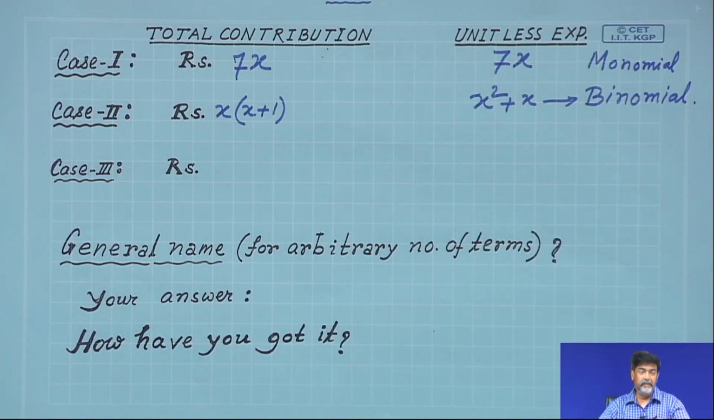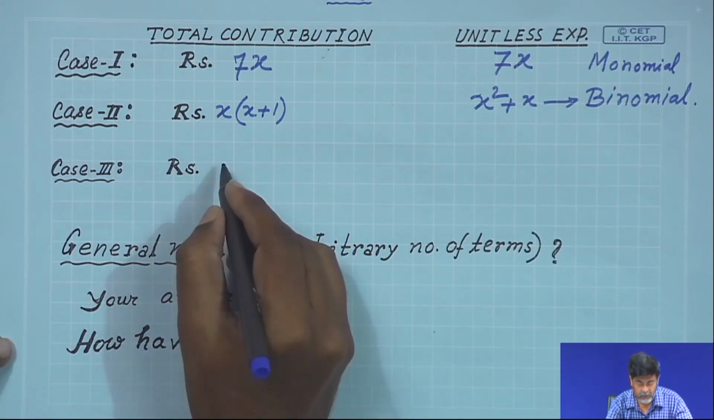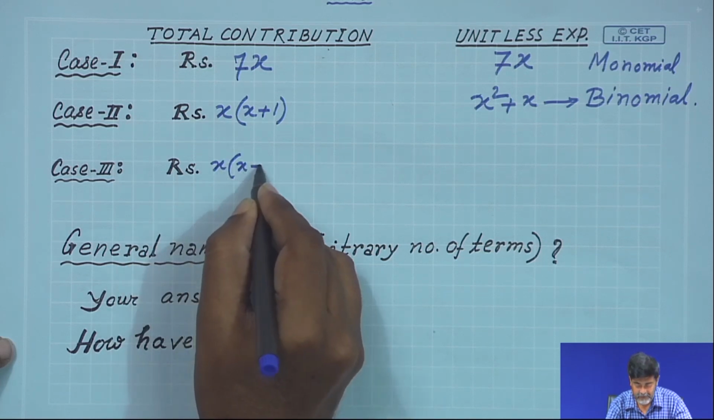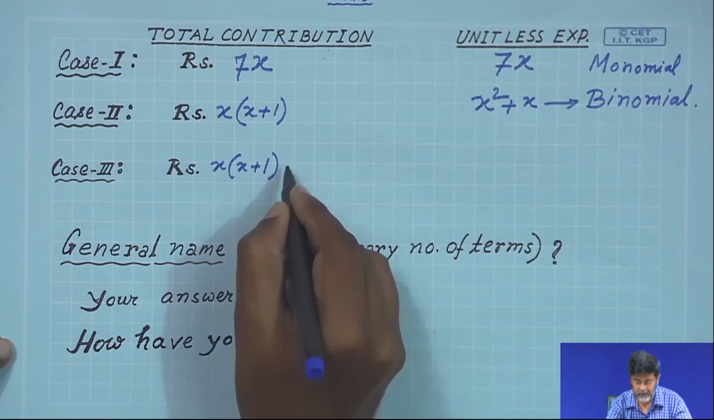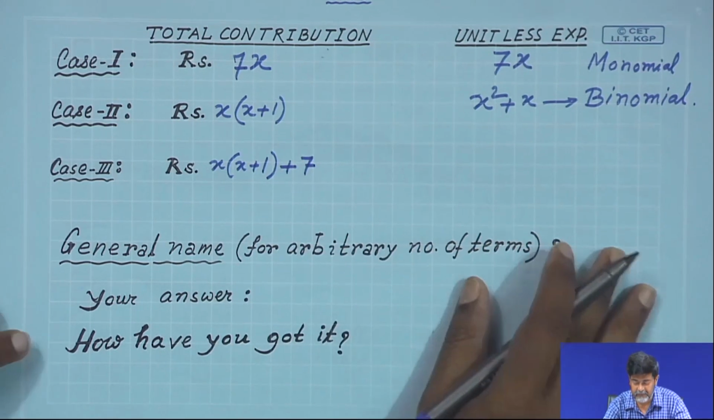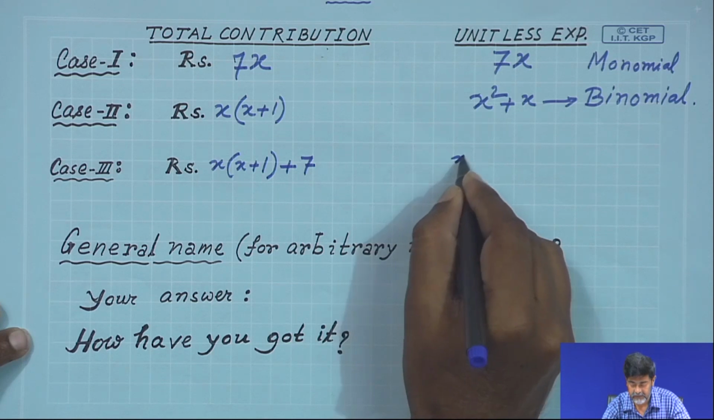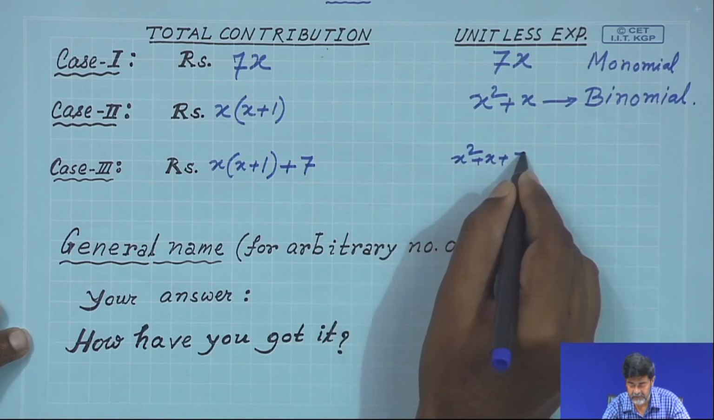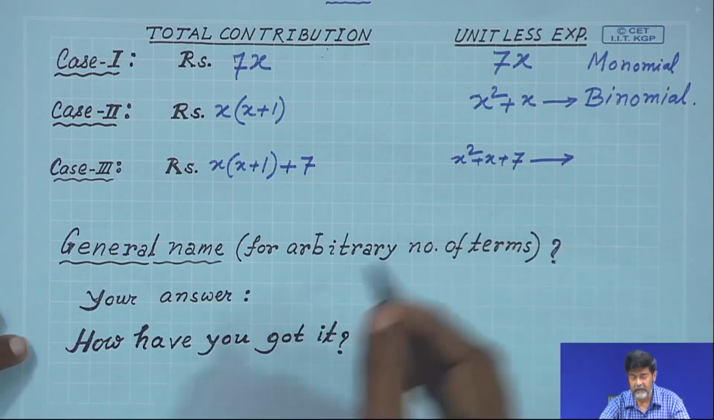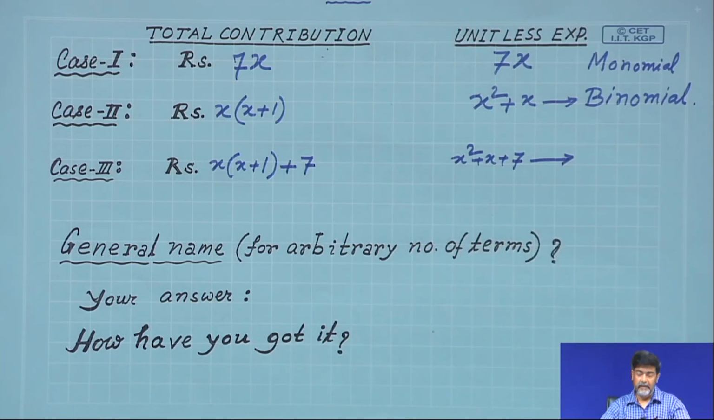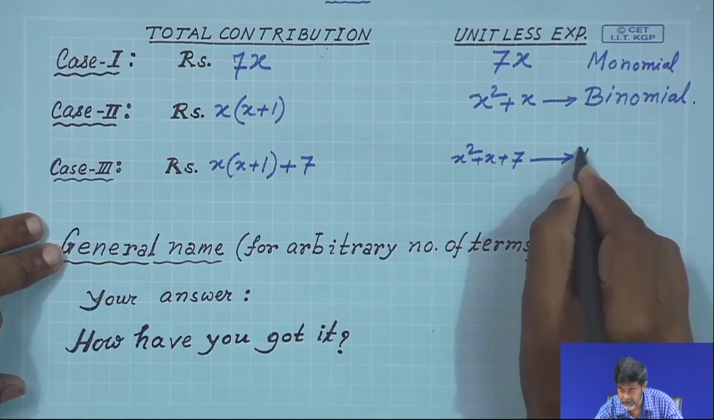Now suppose I did not give any contribution to your fund, and now I am ready to contribute the same rupees 7. Then what will be the total contribution? It will be x into x plus 1 plus 7. After simplifying, we get x square plus x plus 7. The total number of terms here is 3, so we can give the name trinomial. Tri stands for 3.